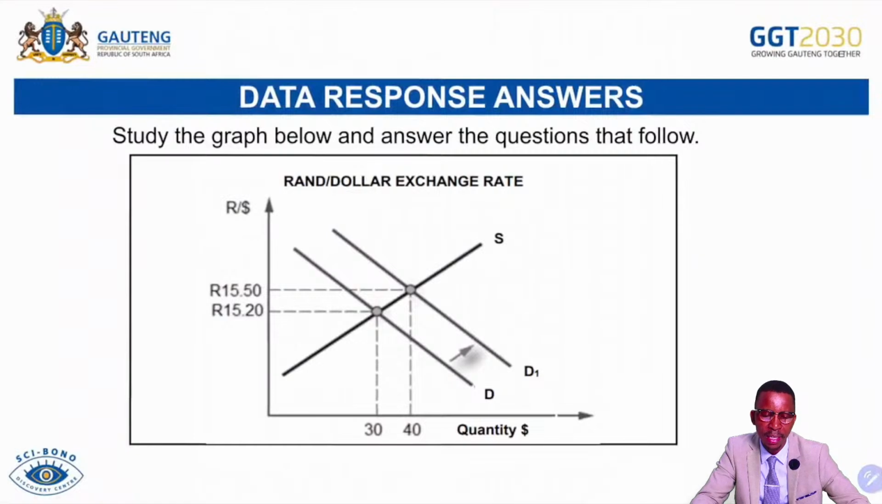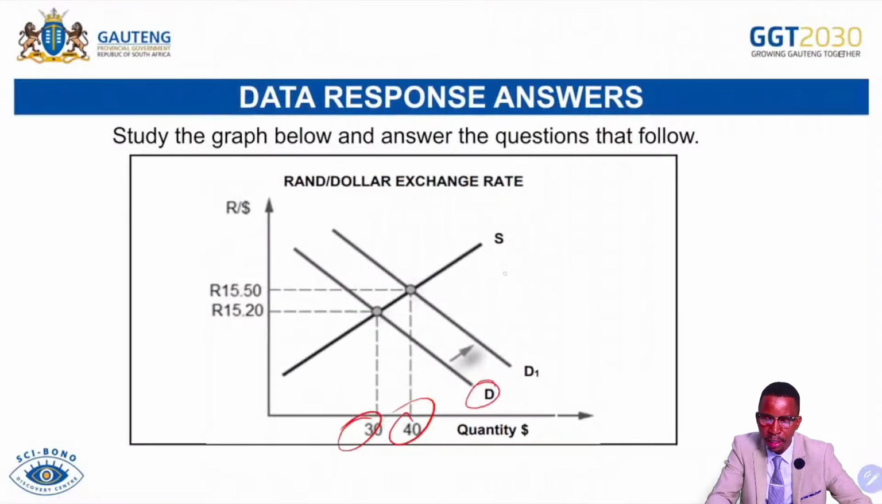And then another data response: look at the graph below and answer the questions that follow. So rand to dollar, the exchange rate. We see 30 to 40 on the quantity axis, and then the original demand and original supply. But you can see the depreciation because there's an excess demand there. If demand increases while supply remains constant, there is a depreciation. We were paying 15 rand 20 to afford a single dollar. Now we are paying 15 rand 50. Let's check.